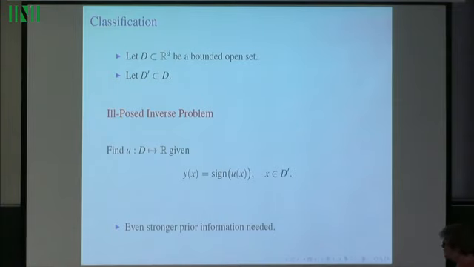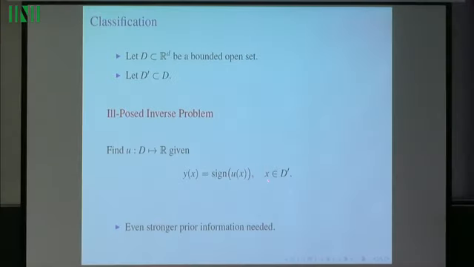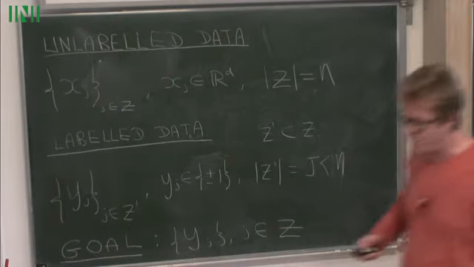It's very similar to regression, but we're only observing the sign of the function. So in regression, you would observe the function itself. We can add noise into this, but that's not really the essence of it. If you're going to solve a problem like this, you need a lot of prior information, and the prior information is going to come from the unlabeled data, which is going to induce very strong correlations on the function u that I want to find here. So I will explain to you how that happens.